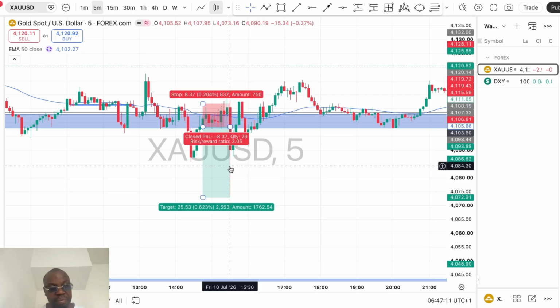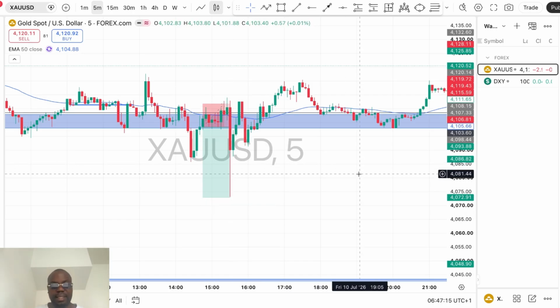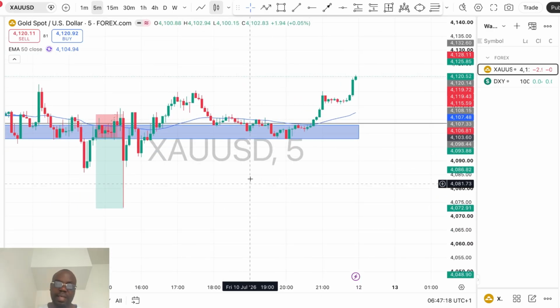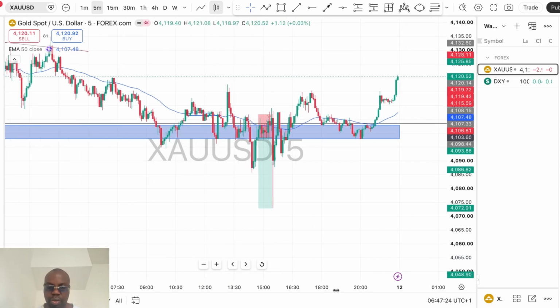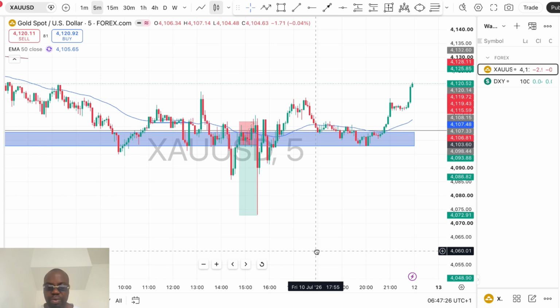I was like, okay, that was it. I would have made about 250 pips here. I said, okay, that's it for the day, for the week, and I rounded it up. So it was just a win and lose week, which is normal. That's part of trading. You don't just win all the trades.